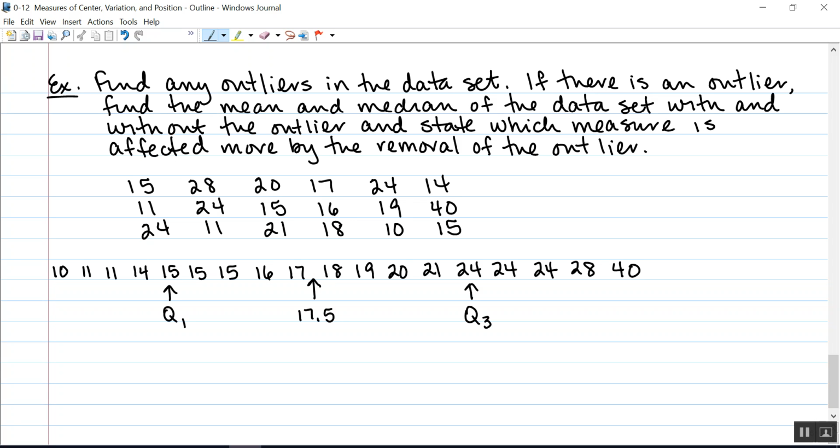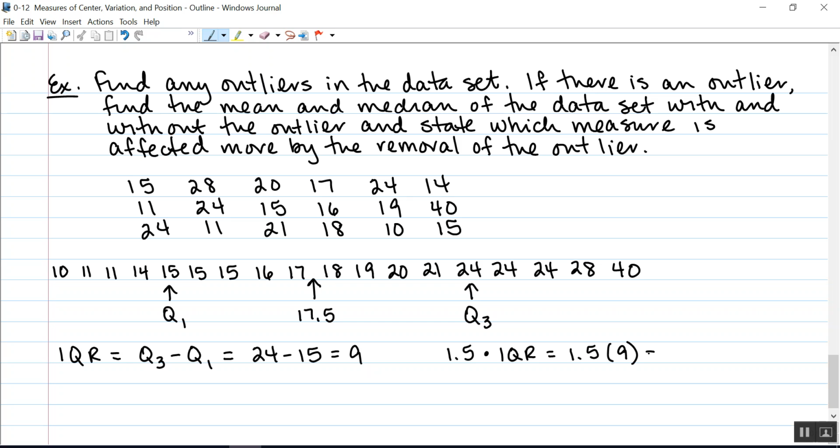Now, let's find out what the interquartile range is, also known as the IQR. That's going to be the difference between the upper quartile and the lower quartile, or 24 minus 15, which is 9. So my IQR is 9. Now, in order to find an outlier, I'm going to need to know what is 1.5 of the IQR. So 1.5 times the IQR is 1.5 times 9, or 13.5. Any value that is more than 13.5 less than the first quartile is going to be an outlier. Any value that is 13.5 greater than the upper quartile is going to be an outlier as well.